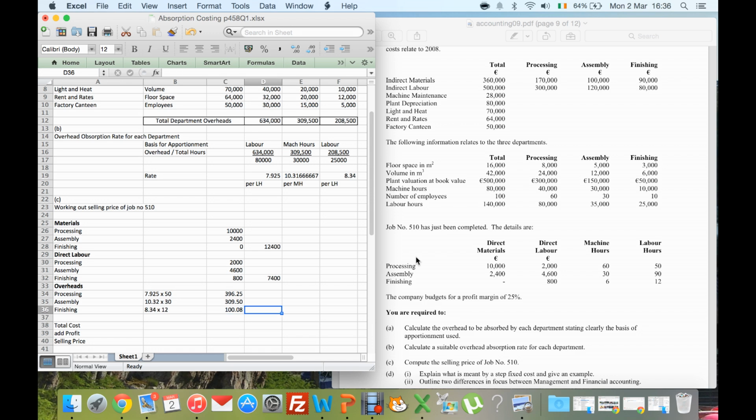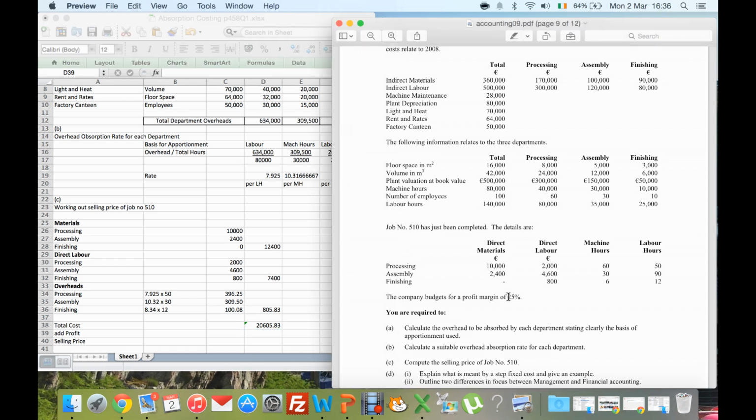So I'll add these together, and that'll give me a total cost. So I'll be adding my materials, my labour, and my overheads together. So that's the overall cost of me doing this job. So now I have to add my profit.